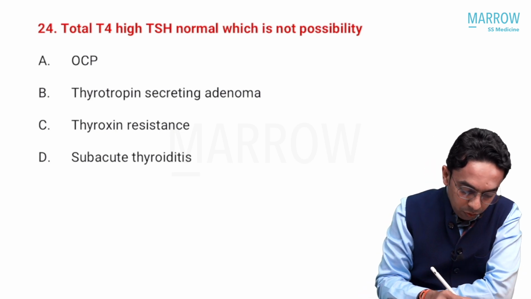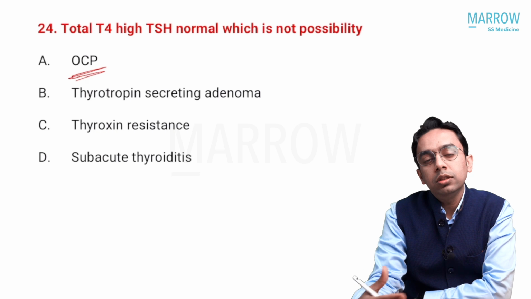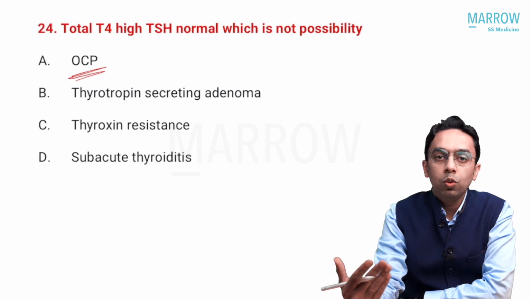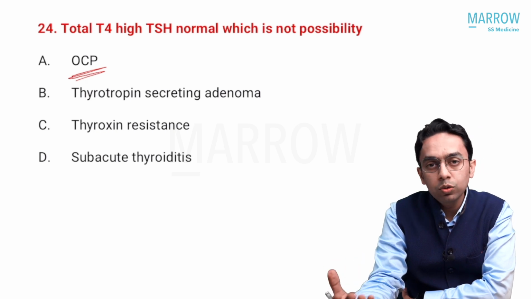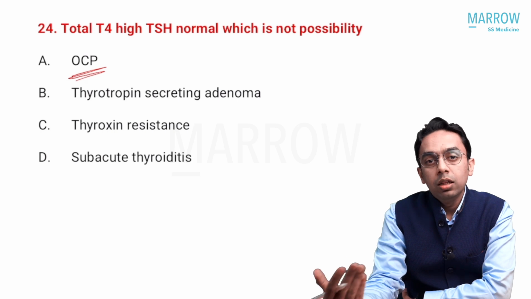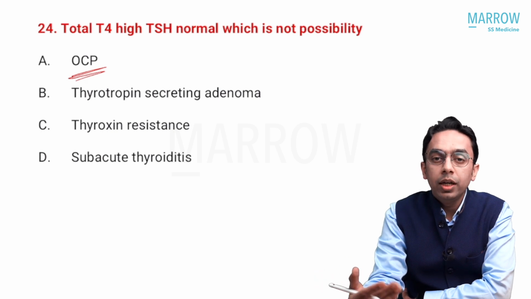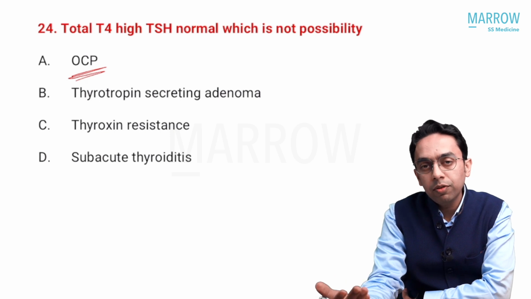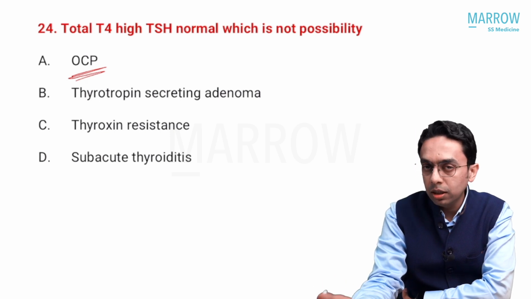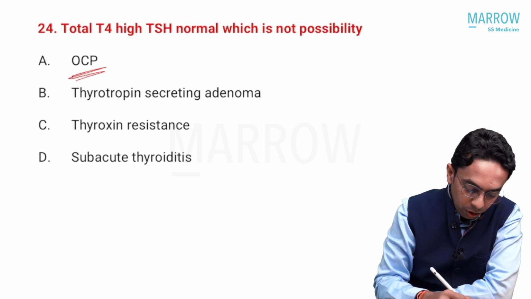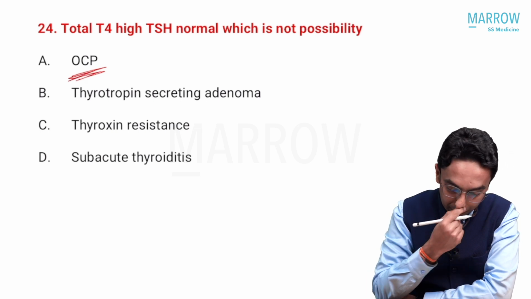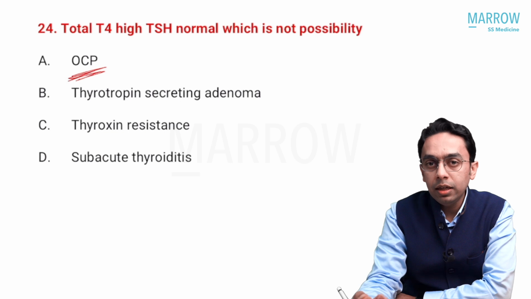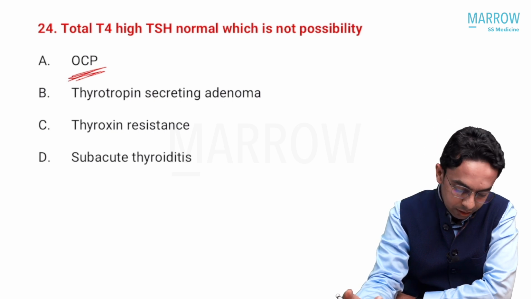So with OCP, what will happen? Because estrogen causes TBG to be raised, that is why total T4 would be high. That is how you see in pregnancy, right? The upper cutoff, which is normally 12 microgram per dL, is increased by 50% up to 18 microgram per dL in pregnancy. Okay, so in OCP use, you will have patients having higher T4 with a normal TSH.